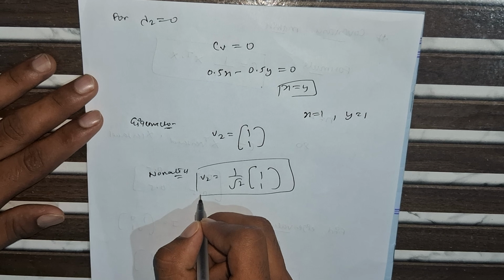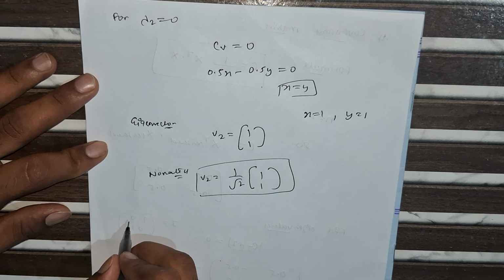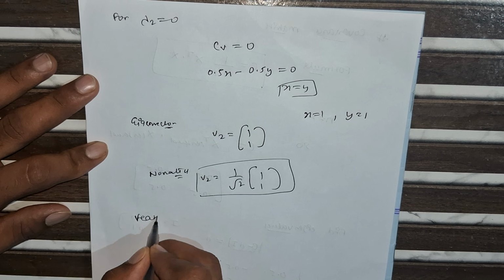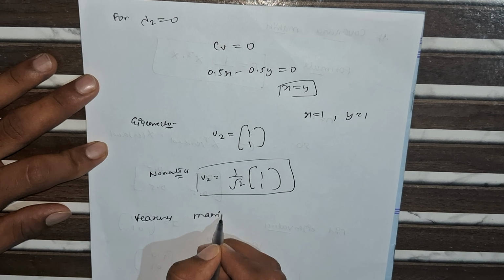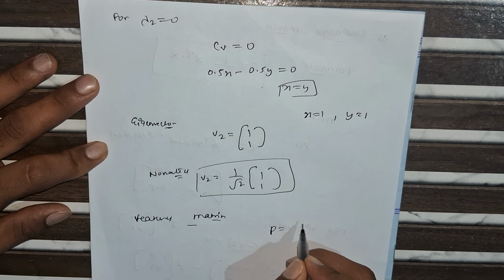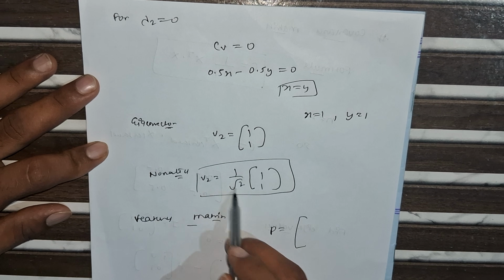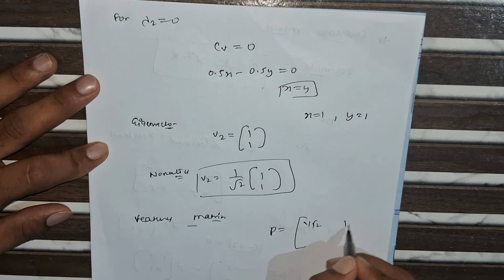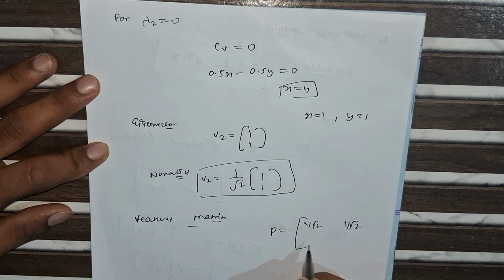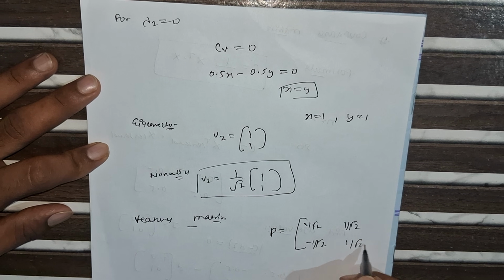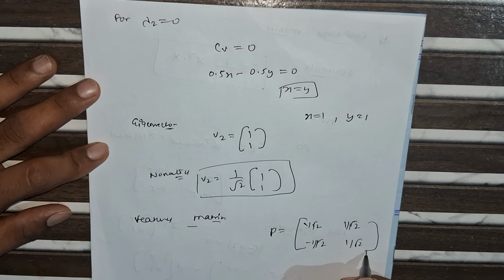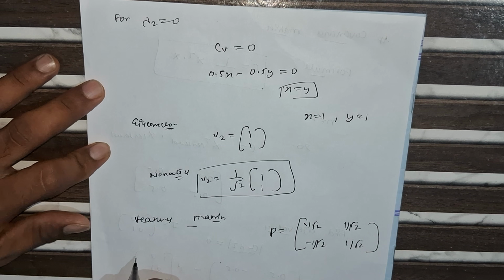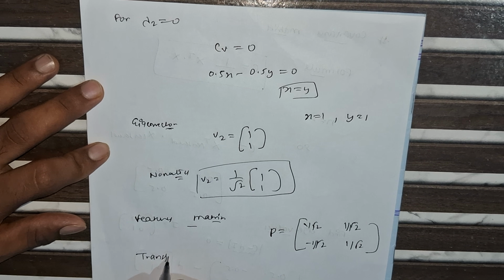Now what we have to find is the feature matrix. The feature matrix is nothing but P, which is formed by multiplying 1 by root 2 with this matrix, and v1 also. So it becomes 1 by root 2, 1 by root 2, and this is also minus 1 by root 2, 1 by root 2. Now what we have to find in the question is the transformed data. So our last step is to find the transformed data.